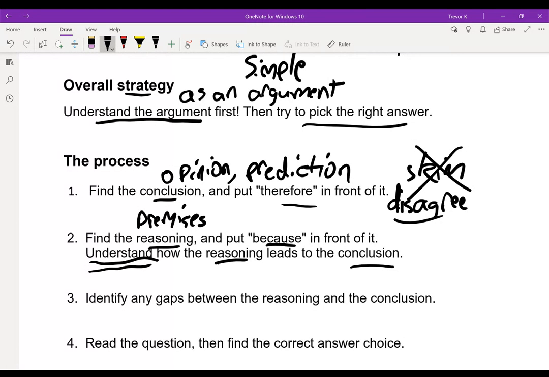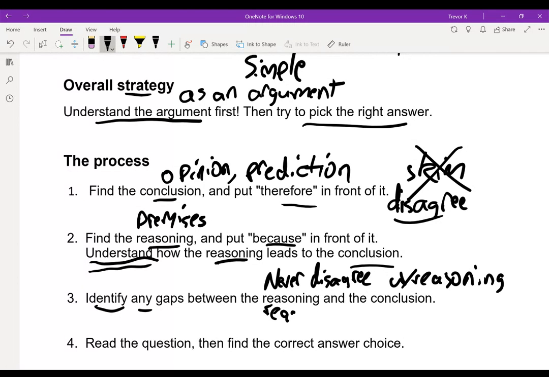So we found our conclusion, we put therefore in front of it. We found our reasoning, we put because in front of it. We understand how the reasoning led to the conclusion. Then we want to identify any gaps between the reasoning and the conclusion. So one thing is on critical reasoning, we're never going to disagree with our reasoning or our premises. We just sort of have to accept them on faith. So instead, what we do is we disagree with the link between the reasoning and the conclusion.